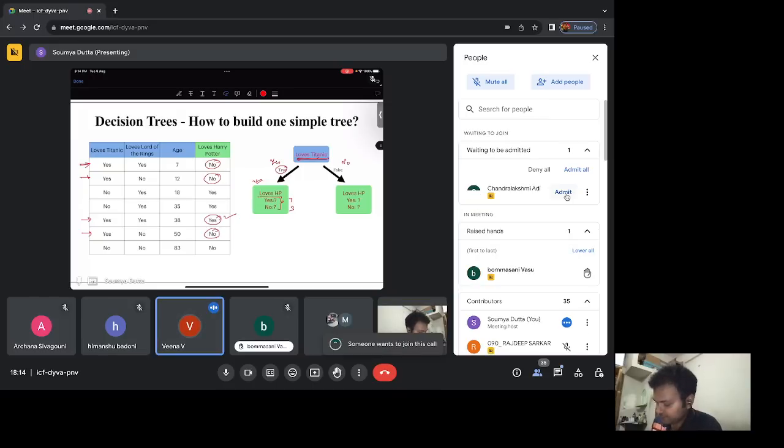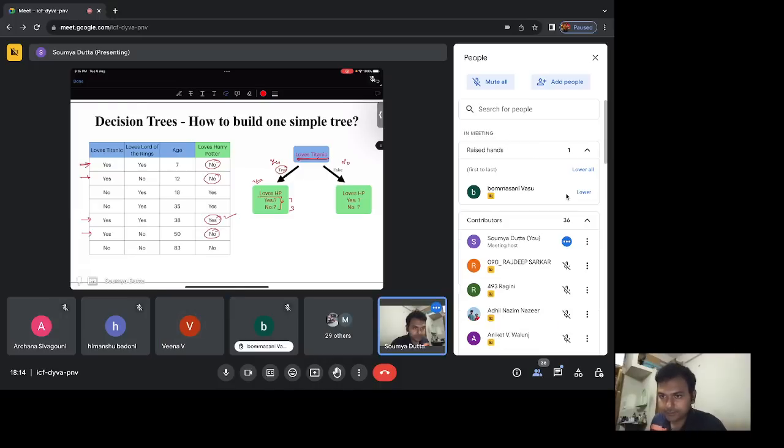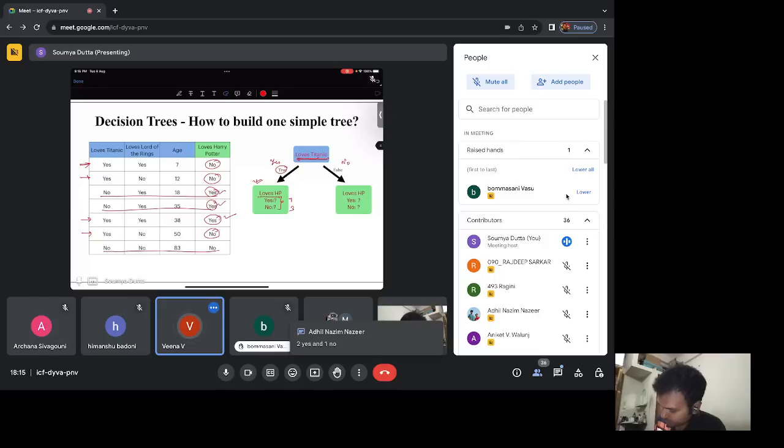Similarly, if you don't love Titanic but you love Harry Potter, now you are in these three rows. Here you would see that 2 will be yes and 1 will be no. So here this will be 2 and this would be 1.